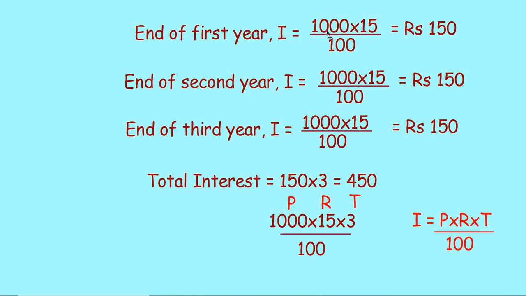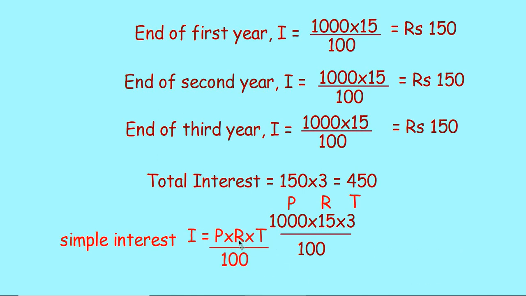Here every year the principal does not have any change. So this way of calculating interest, we can call it simple interest. That is, simple interest is equal to P into R into T by 100. Then how will you find out the amount? Amount you have to find out as principal plus this interest, or we can write A is equal to P plus I.